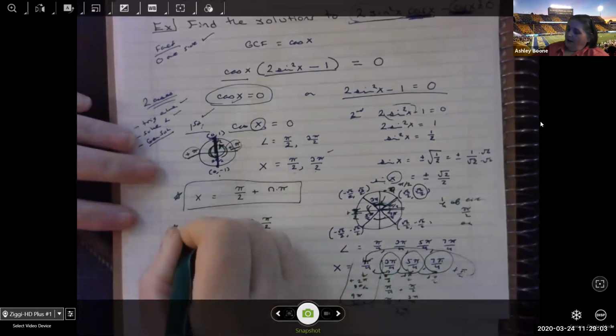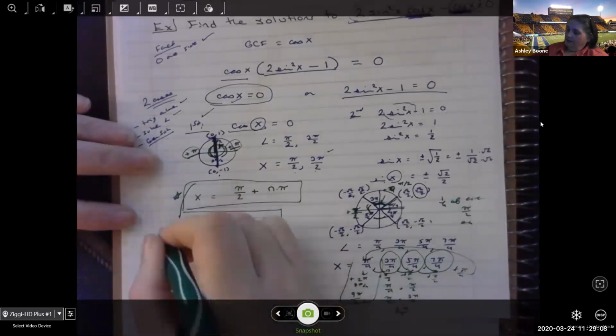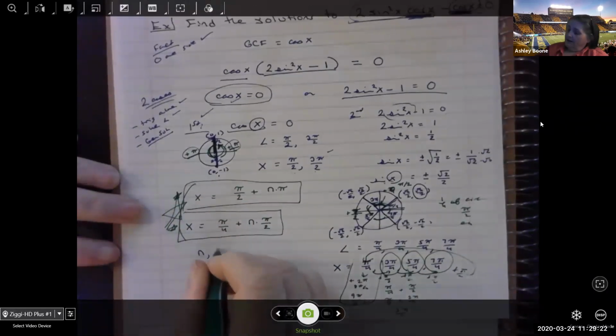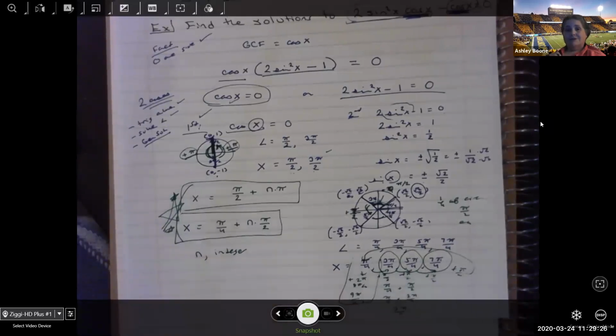So we can write our general solution has to include both of these. Okay? Our general solutions. X can be pi over 2 plus any multiple of pi, or X can be pi over 4 plus any multiple of pi over 2, where n is any integer, because you can go positive, negative, and those are your solutions. So if you're equidistant between your answers, you can consolidate. Otherwise, you can always start with each one individually.